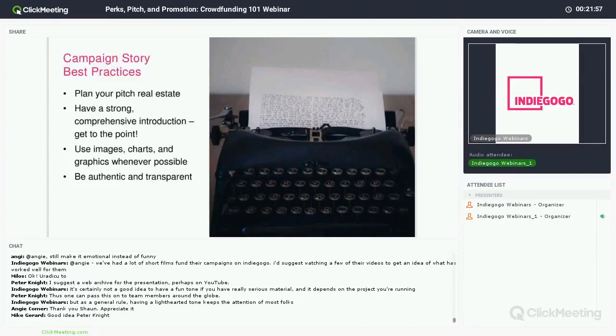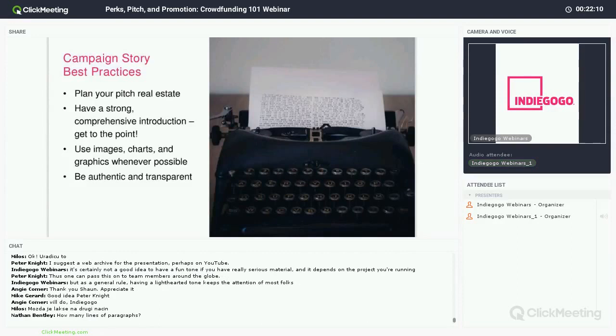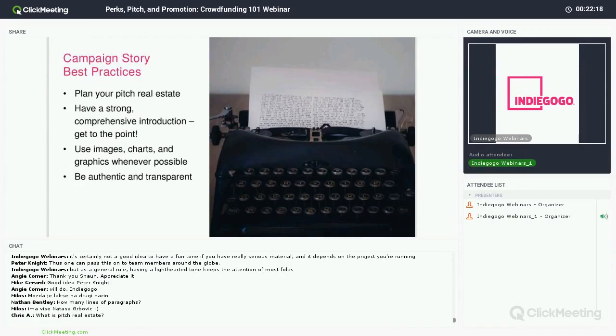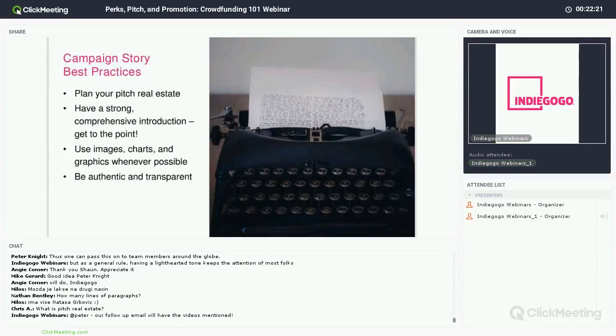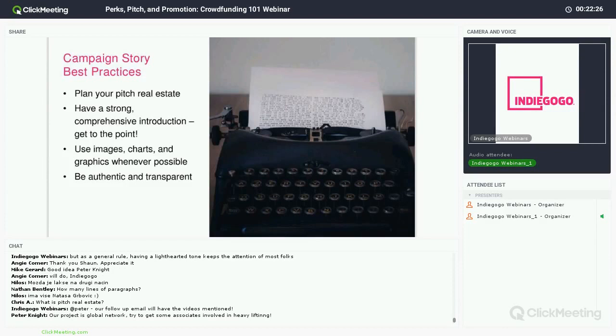You want to try your best to not include huge paragraphs of text. Again, people don't read a lot. We find that charts, images, and graphics tend to relay information better than big blocks of text. So you want to try your best to use visual aids as much as you can. And again, you want to be authentic and transparent. Be yourself. People are more likely to contribute when they can relate to you as another human, understand what you're doing and why it matters, and emotionally connect with the project. So be authentic, be yourself.